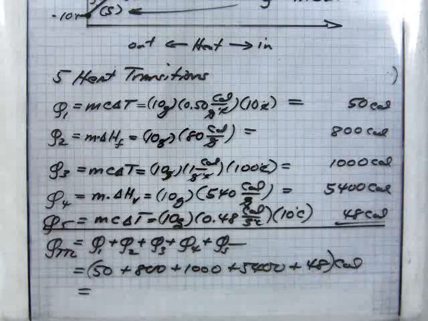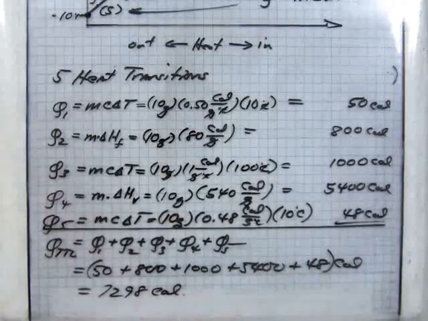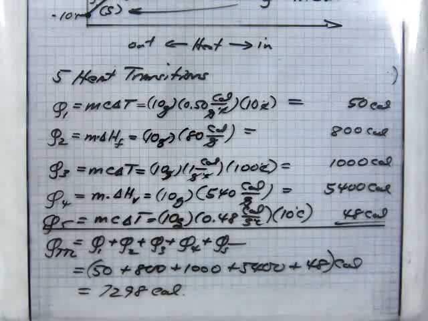7298. What did you get? 7298. I think that's right. 7298 calories. Okay, so that's the total energy transferred as you take it from a minus 10 to 110.